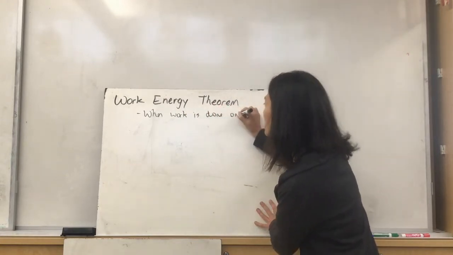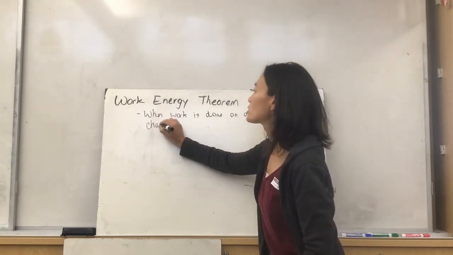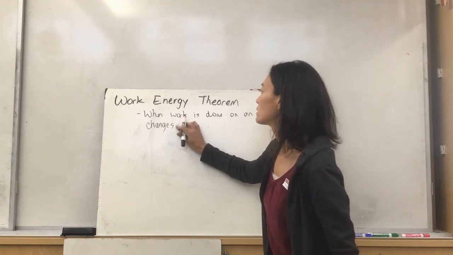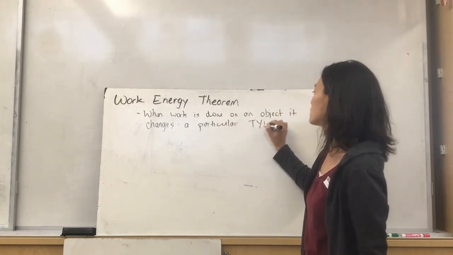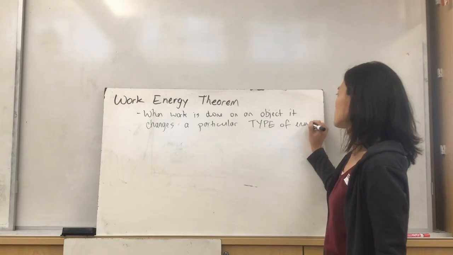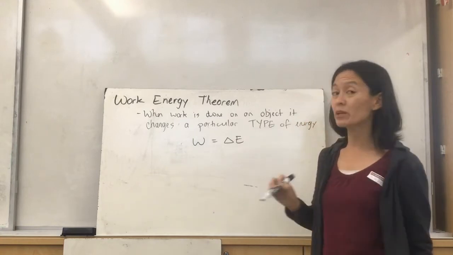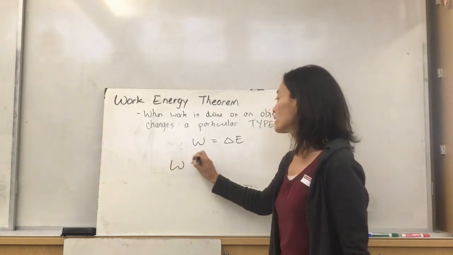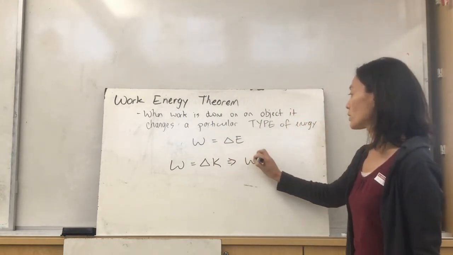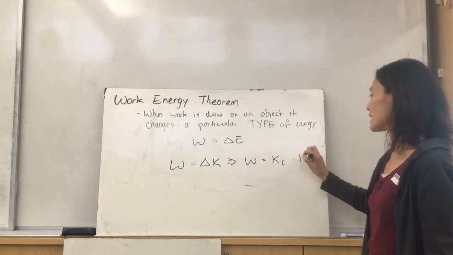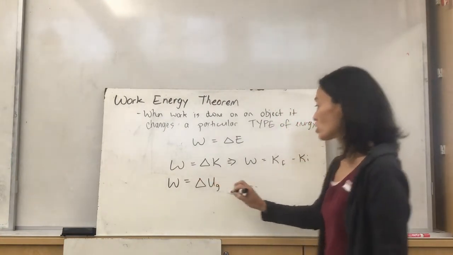So when work is done on an object, it changes a particular type of energy. So before we had the generic work was equal to a change in energy, and now we can be specific and say that work could be equal to a change in kinetic energy. So this would be work is equal to K final minus K initial, or work could be equal to a change in gravitational potential energy.